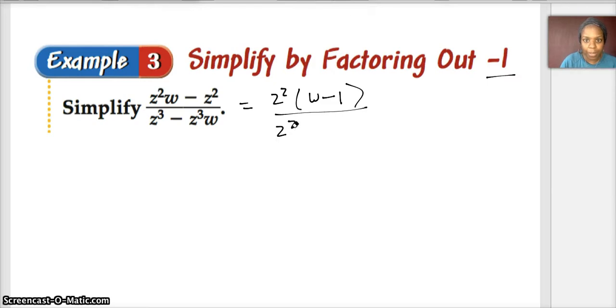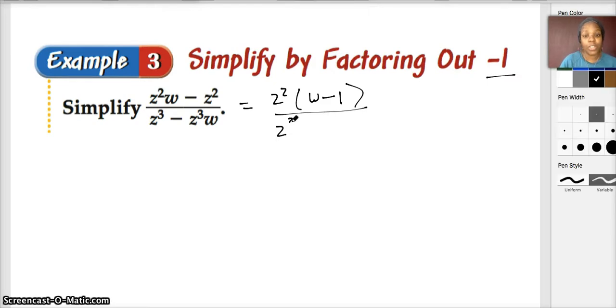Wasn't being careful there, my bad. So factor out z to the third power. I'm left with 1 minus w. Now, clearly, it's pretty simple for me to simplify this part. I'm going to be left with no z's at the top and 1 z at the bottom. But the question is, what's going on with w minus 1 and 1 minus w?